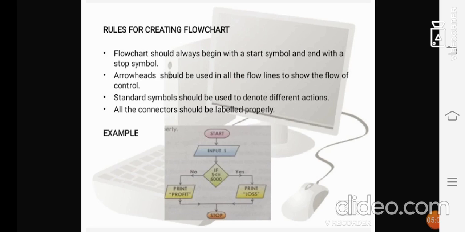And the second one, arrowheads should be used in all the flow lines to show the flow of control. And standard symbols should be used to denote different kinds of actions. And also the connector should be labeled properly. Okay, flowchart, you can see the example over there, the diagram. It will show you clearly how to draw a flowchart. Okay, you will get the understanding. So every label should be in correct form. Okay, and you have to use start and stop for starting and stopping your flowchart.